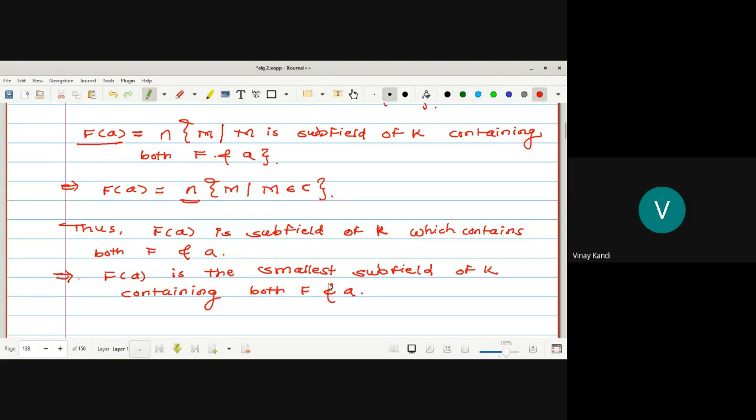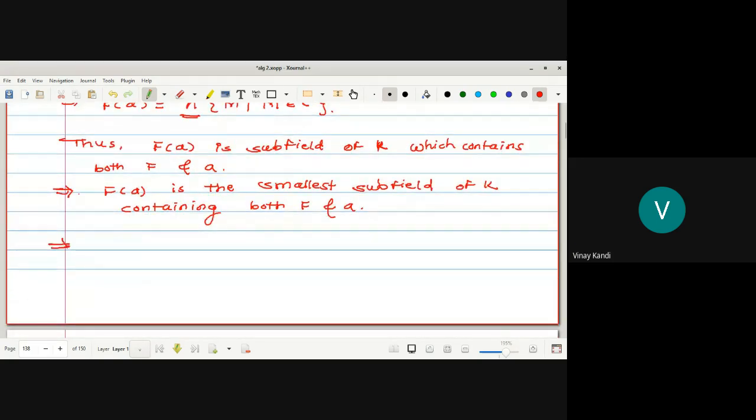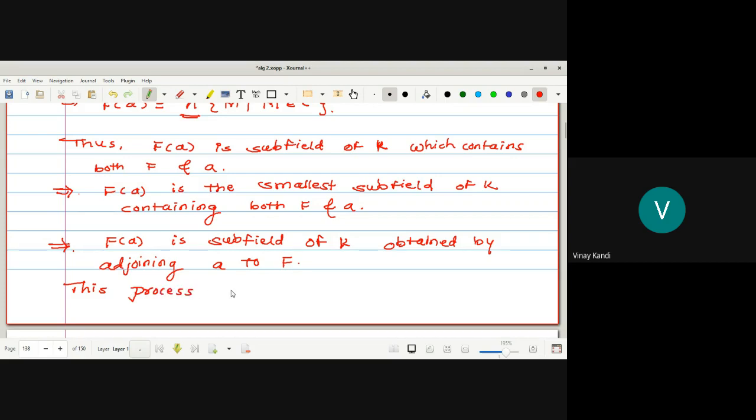Okay, so this implies F of A is a subfield of K obtained by adjoining A to capital F, and this process is called field adjunction.